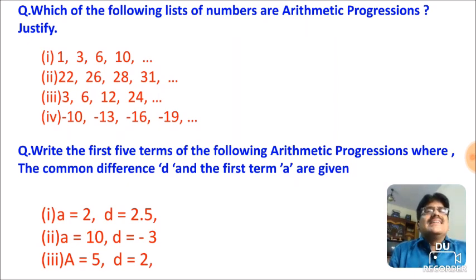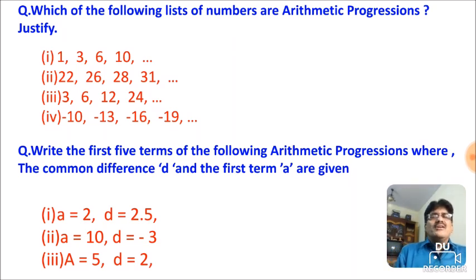Now let us solve these questions. Which of the following lists of numbers are arithmetic progressions? Please justify. In the first example, 1, 3, 6, 10 and so on. In the second example, you can see 22, 26, 28, 31 and so on. In the third example, there is 3, 6, 12, 24 and so on. In the fourth one, minus 10, minus 13, minus 16, minus 19 and so on. Students, let us see these examples carefully.